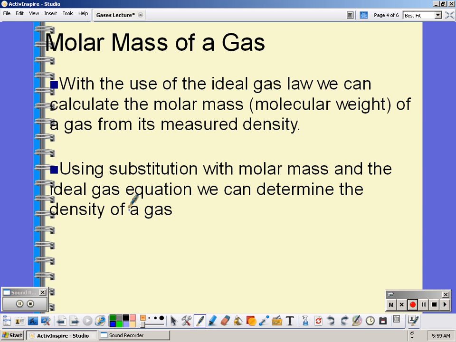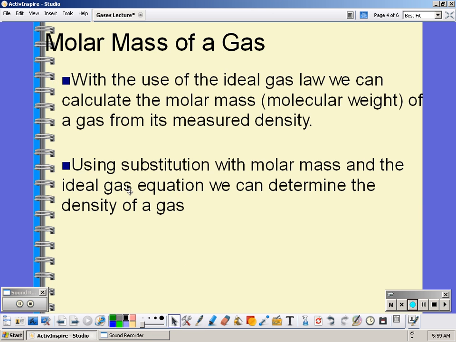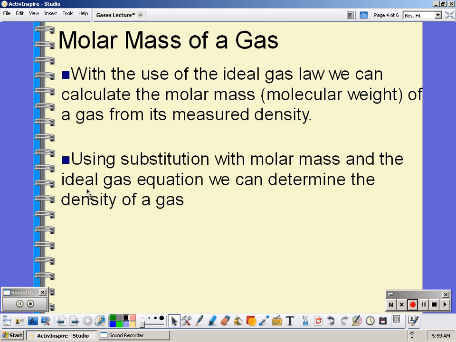Molar mass, you should know, is grams per mole. So with the use of the ideal gas law, we can calculate the molar mass, or the molecular weight of a gas, from its measured density. There are some substitutions we can do to get molar mass to fit into our ideal gas law. Because molar mass is equal to grams per mole, if we solve for moles, then moles would equal grams per molar mass.